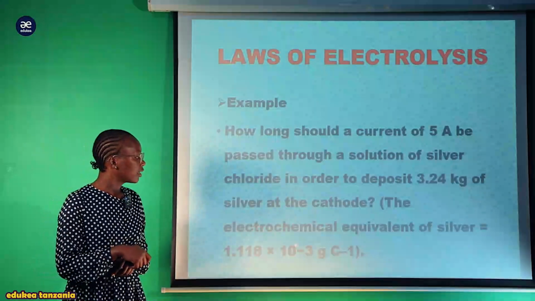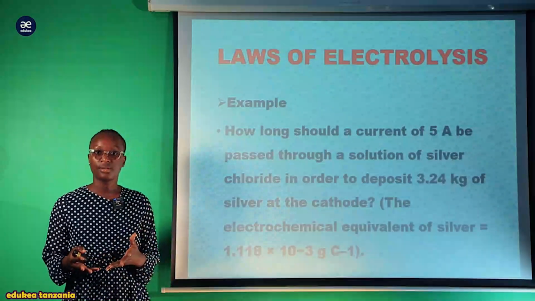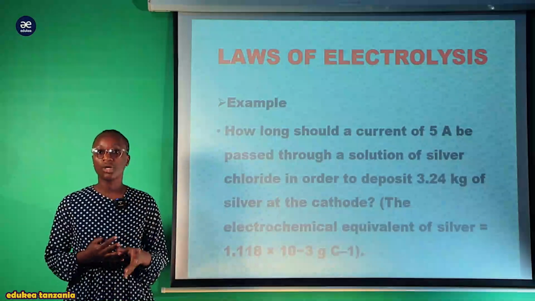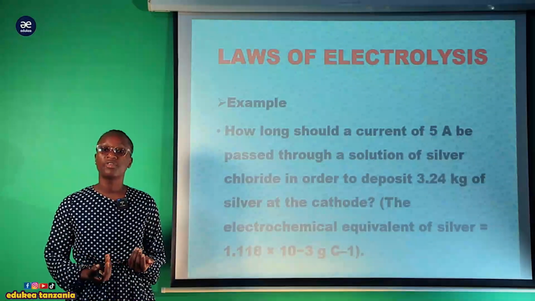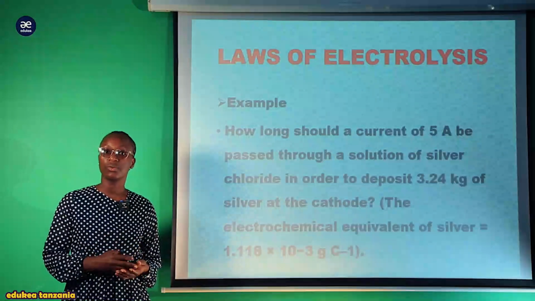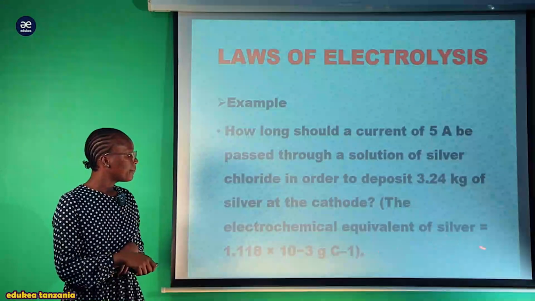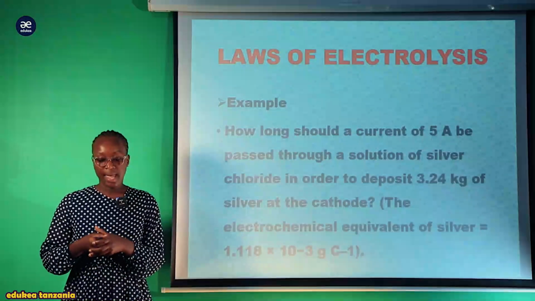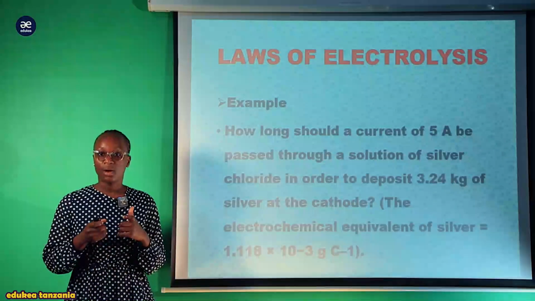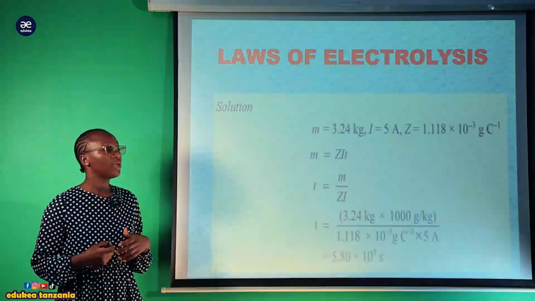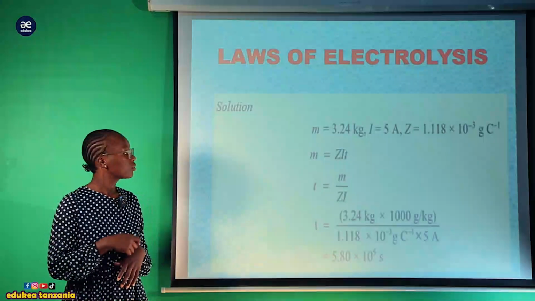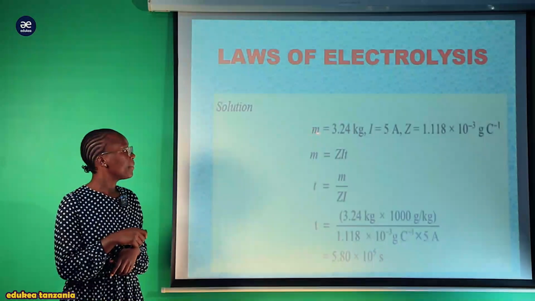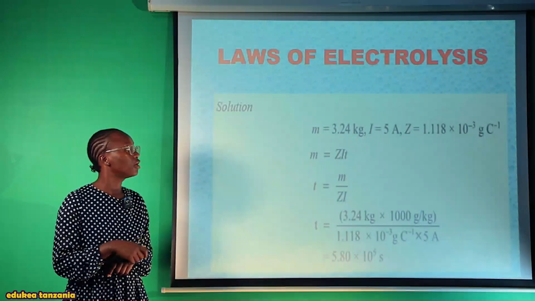Now my student, the electrochemical equivalent of silver you are given here. You see, so sometime wakati unasolve maswali unakuwa unapewa the electrochemical equivalent. Wakati mwingine utaulizwa utafute, so ukitafuta itakuwa ni vizuri kufanya reference. Unarefer kwamba okay, is it true with the actual value or not. Kwa hiyo umepewa electrochemical equivalent ya silver ni 1.118 times 10 power negative 3 gram per coulomb as usual. Now how can we attempt this question? Now this is our solution. We are given the mass, which is 3.24 kg.